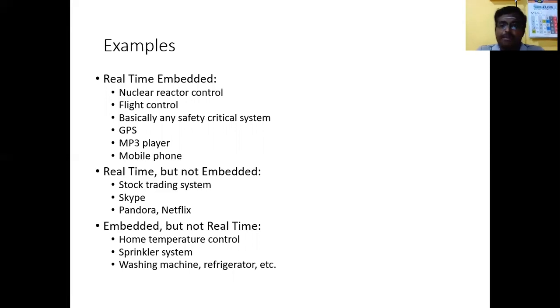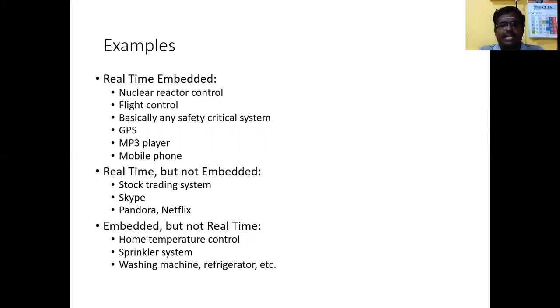And there are also examples of real-time but not embedded. We can say the stock market, because the stock value changes with time. So real-time always depends on time. A stock trading system is the best example of real-time. Skype, because we have a live lecture going on in Skype now. Each and every second, the frames of the video will move and the audio also will move. So it depends on time. And we also have Netflix. Any online application with live streaming comes under this category of real-time but not embedded.